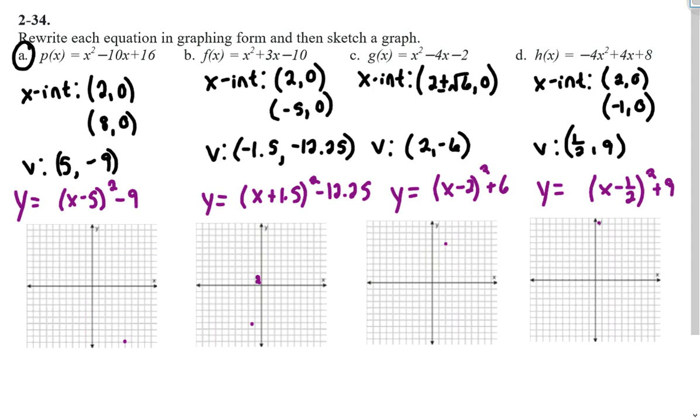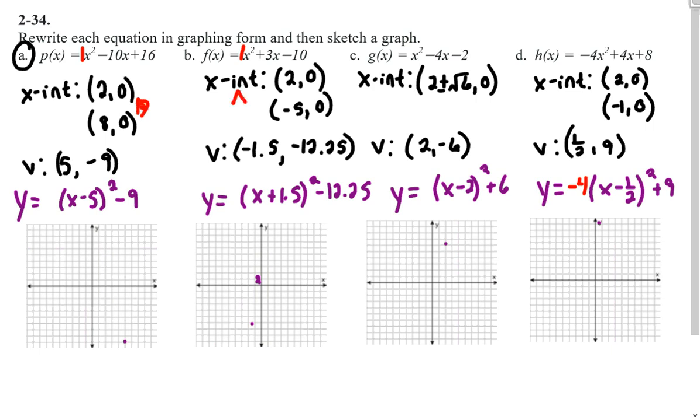So I just took the vertex and I wrote it in all the forms, and then I still have to do my A value. So here A is 1, so I don't have to write anything. Here A is 1, so I don't have to write anything. Here A is negative 4, so I have to write that. So that one's going to have a stretch, and then it's also going to have a negative orientation.